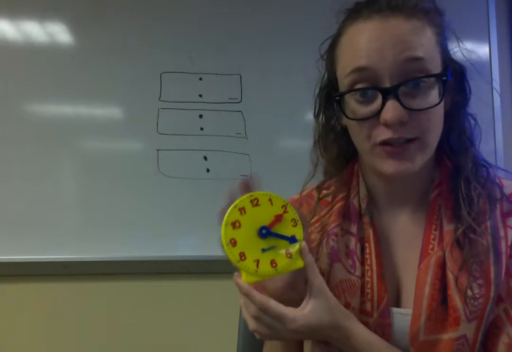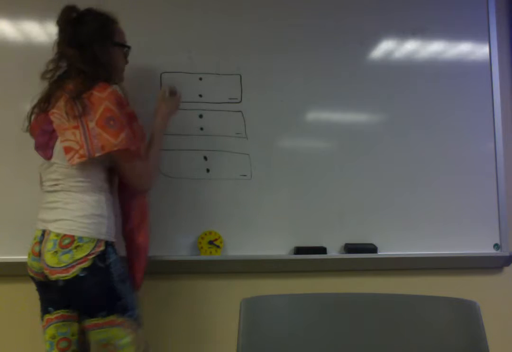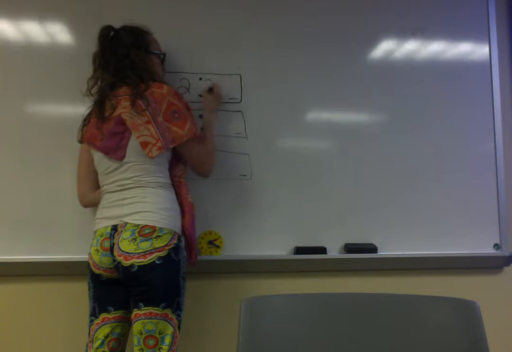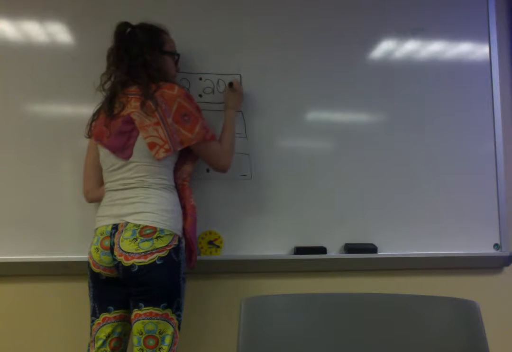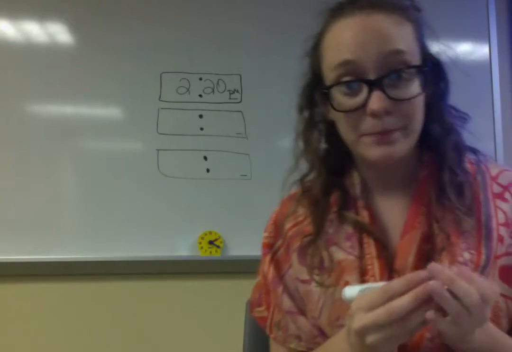we would look up to our analog clock and record the time we see on our digital clocks. Right now the time says 2:20 p.m. Our actual analog clock's up there. I couldn't take it down for you, but it's 2:20 p.m.